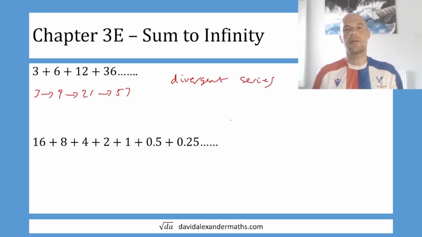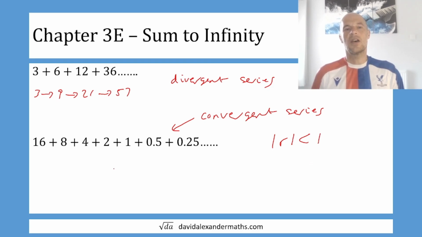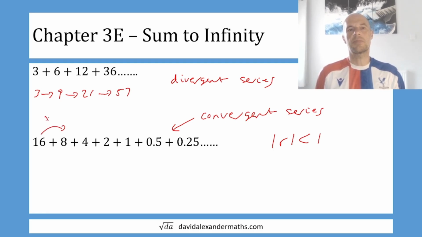Now, if there is a sum to infinity, which there is in the second example, it is called a convergent series. Now, for there to be a convergent series, in other words, for there to be a sum to infinity, the common ratio r, so where r is the common ratio, the modulus of r must be less than 1. Okay, so in this particular example, we can see that to go from one term to the next, we are multiplying by 0.5. So here, that is less than 1, and this works.